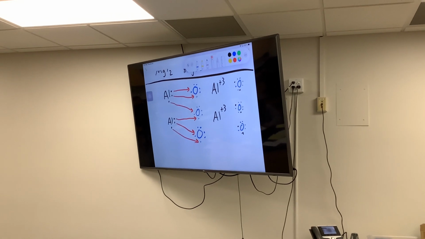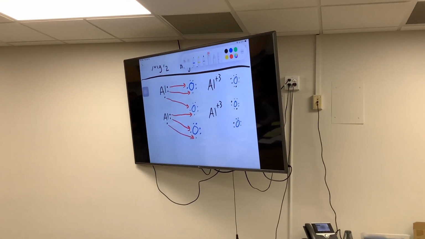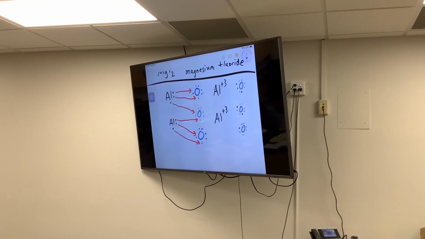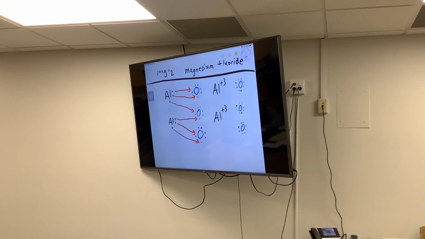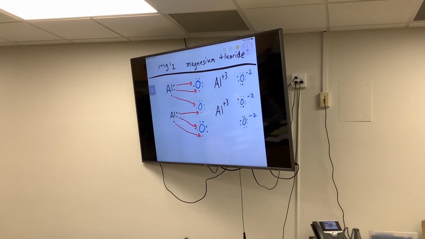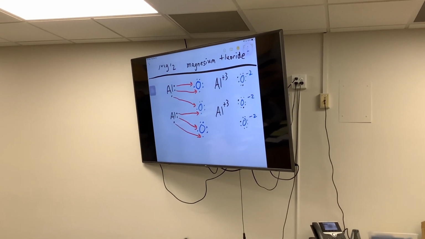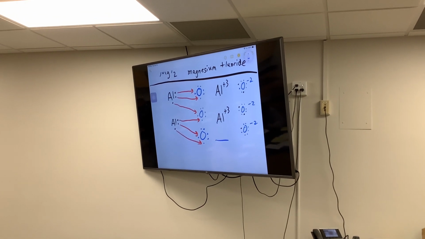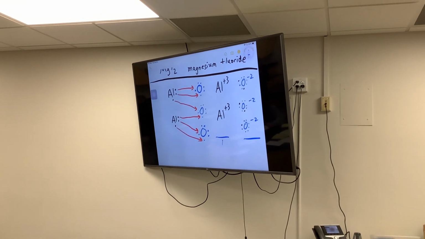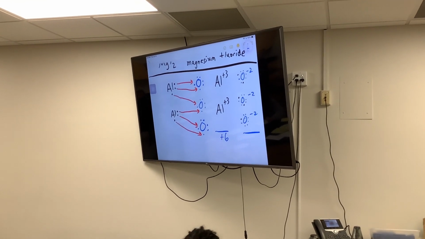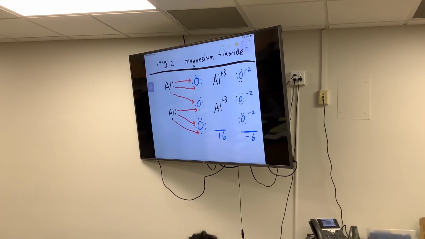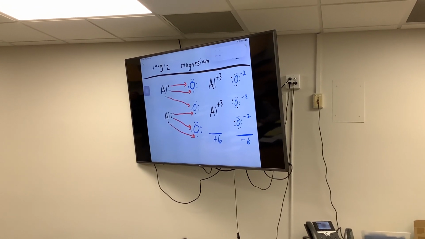And our oxygens each gained 2 electrons. So in the process of gaining 2 electrons, they become a negative 2. So if we look at our charges, we have a positive 3 and a positive 3, which makes it plus 6. We have a negative 2, negative 2, and negative 2, and that is negative 6. Again, our positives and our negatives will balance each other out.